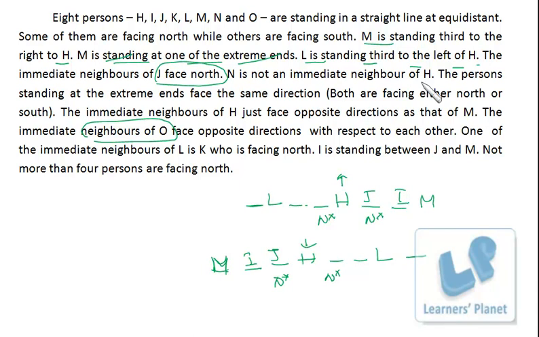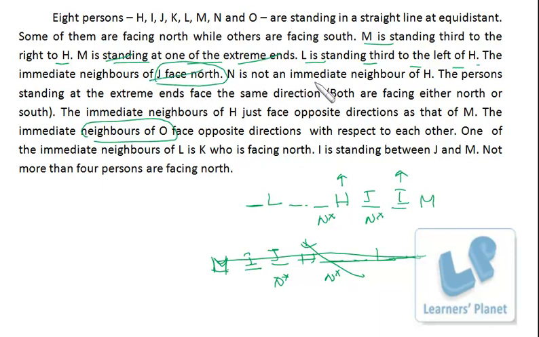L is standing third to the left of H, and the immediate neighbors of J face north. Immediate neighbors of J. So here the immediate neighbors of J are H and I. So both of them have to face north. So if H is facing north, that means this arrangement is wrong. Okay, so H is north, I is north. I'm sorry, not I, but this person over here, the left hand side person. Yeah, this. So immediate neighbors of J face north.